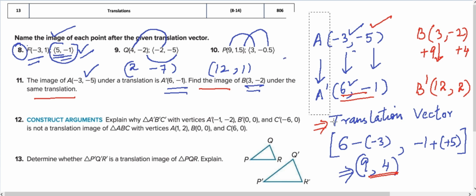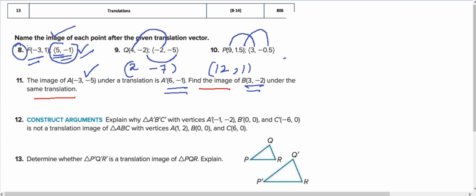Now question number 12, what are they asking in question number 12? Explain why triangle A dash B dash C dash, which is the image, is not the translation of ABC. So it's not the translation. So A is given to you. A dash is minus 1 and minus 2. And what is A? A is 1, 2.